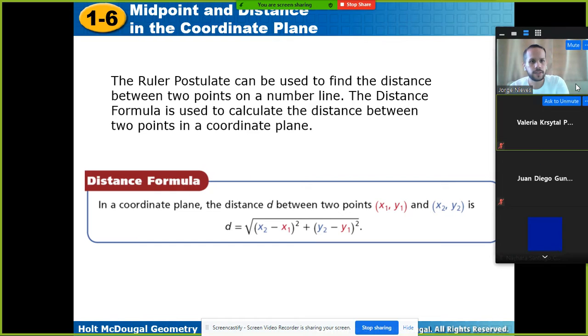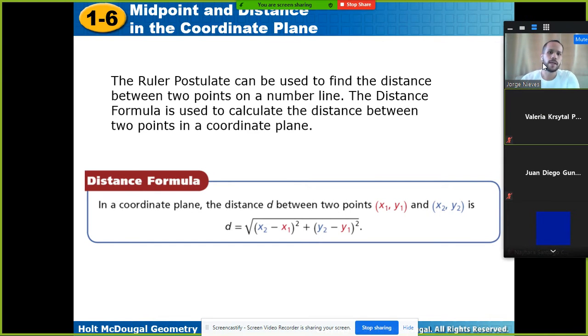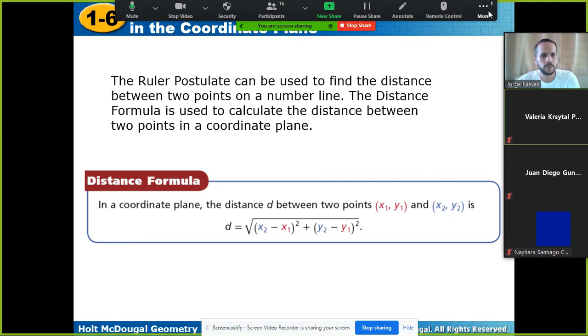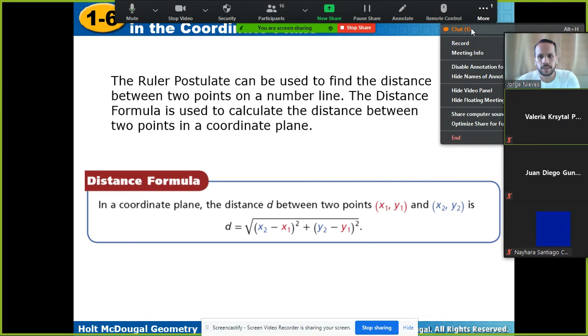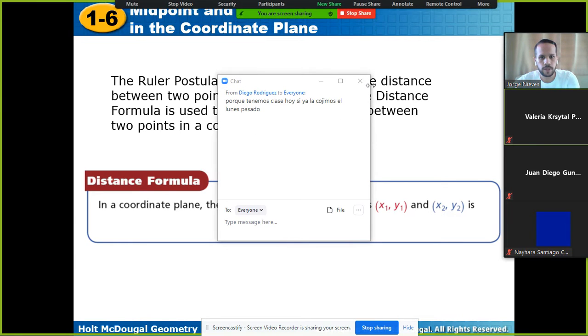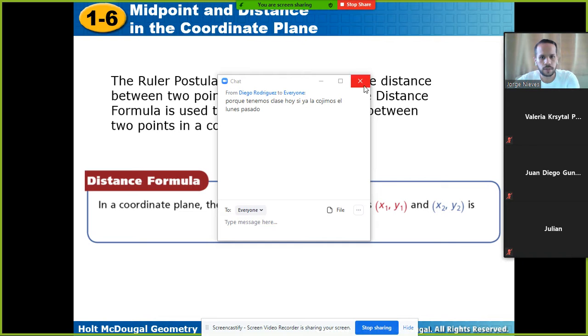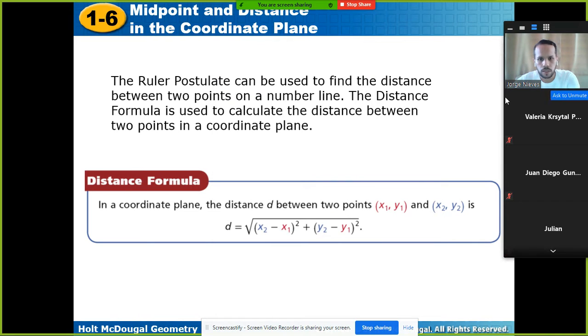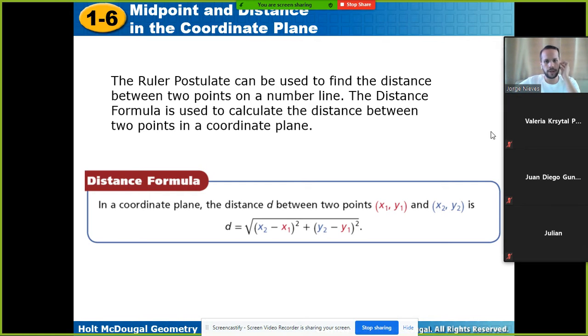So we can start saying that the ruler postulate can be used to find the distance between 2 points on a number line. So we're gonna introduce a new formula that we're gonna use. This is the distance formula. So the distance between 2 points, this is the formula we're gonna use.